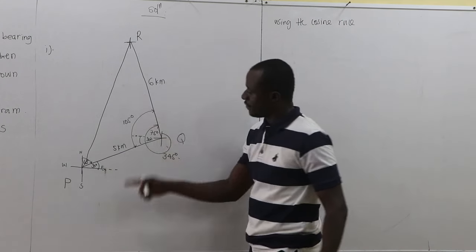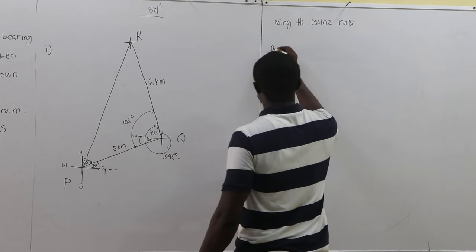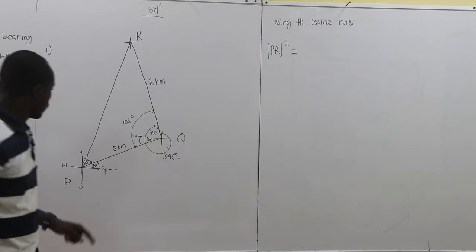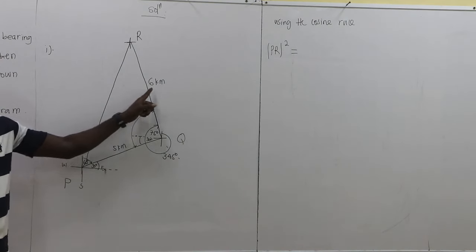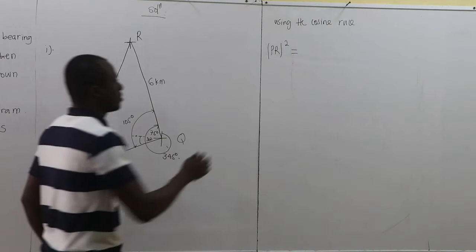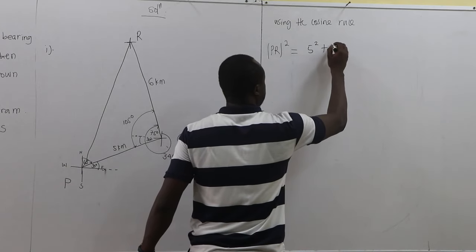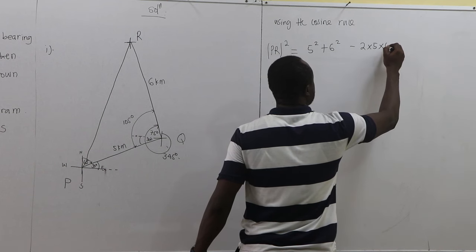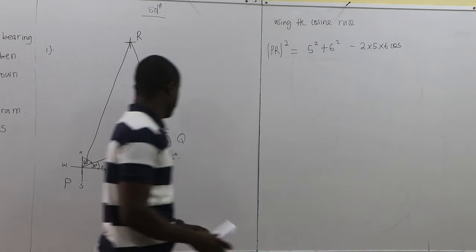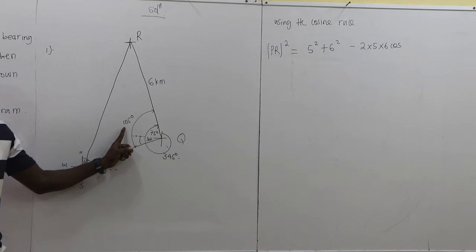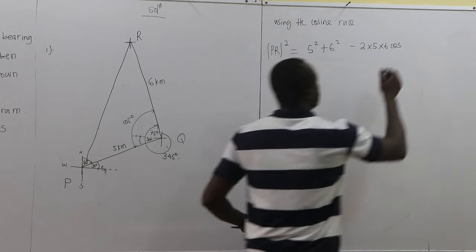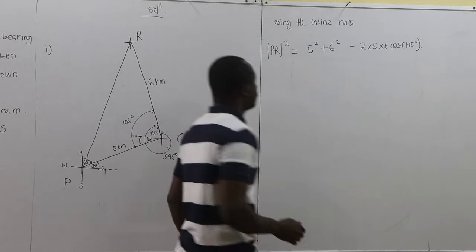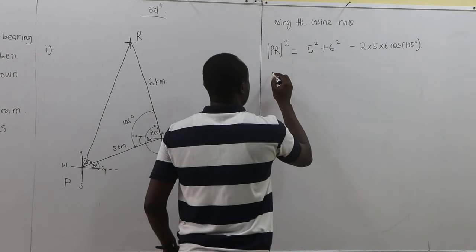So where the angle is facing, you say PR squared is equal to 5 squared plus 6 squared minus 2 times 5 times 6 cos of the angle. What is the angle? The angle is 105 degrees.